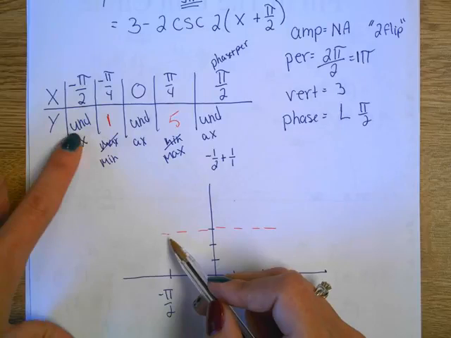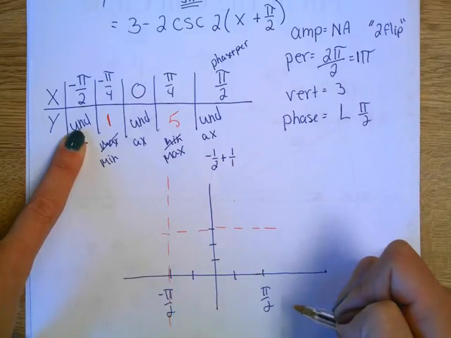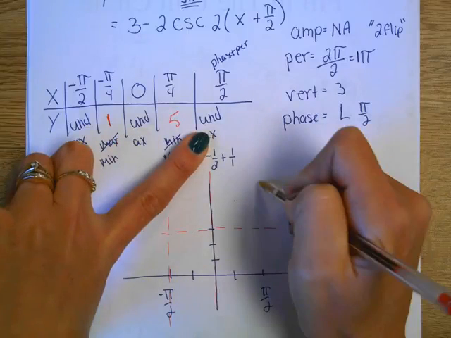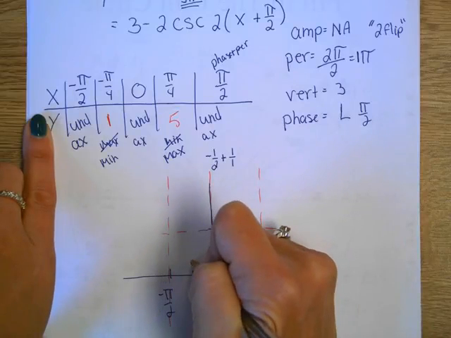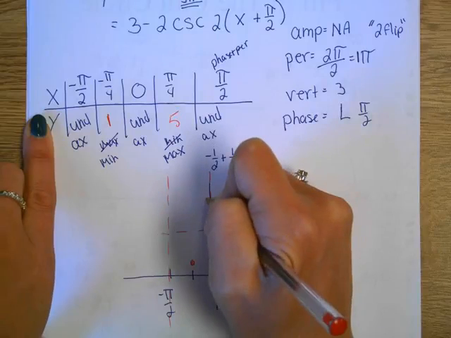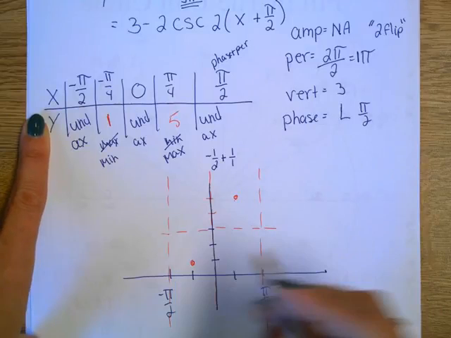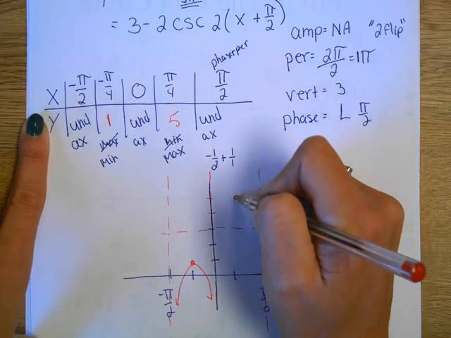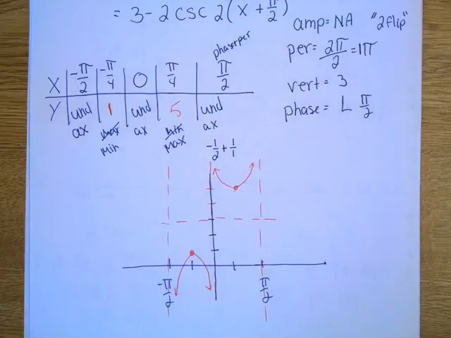So at negative pi over 2, it says undefined. So what am I going to draw? A vertical asymptote. At 0, again, and then at the pi over 2. So then it was 1 as a min, and then 5 as a max. Now I just got to draw the u's in. So if it was a min, which way does my u go? Down. This was a max, so it goes up. Done. Okay. What's your question?